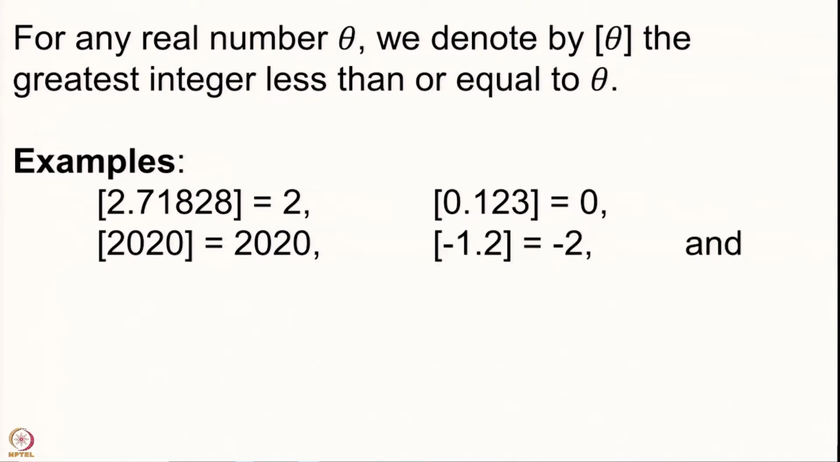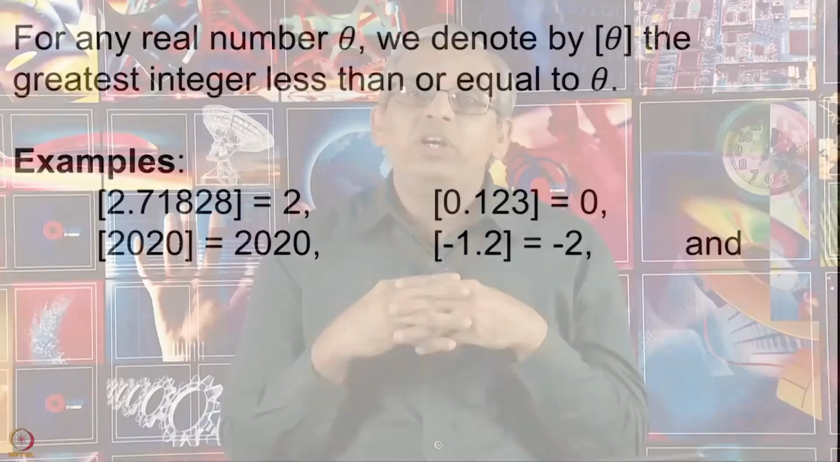If you have the number minus 1.2, its floor function will give you minus 2, because minus 1 is not less than minus 1.2. Minus 1 is bigger than minus 1.2. In fact, if you plot them on the real line, you will see that you have 0, then you go to the left hand side, you have minus 1, and then you go a little bit further, 1/5 of an integer, and you will have minus 1.2. So, it is on the left hand side of minus 1, therefore, minus 1 is not less than that. The greatest integer less than or equal to minus 1.2 is minus 2.